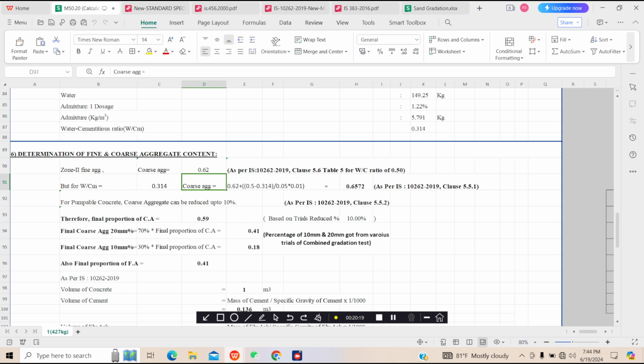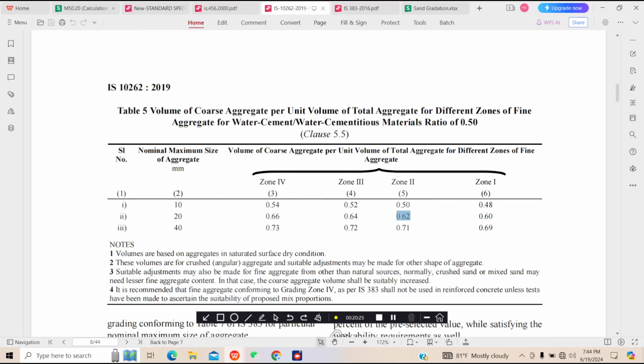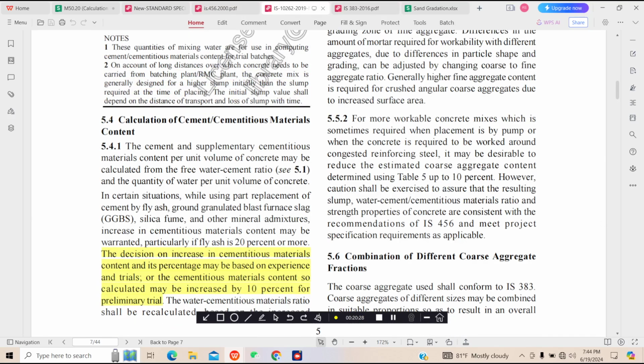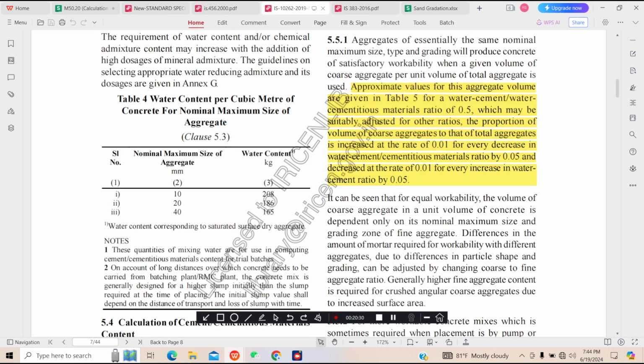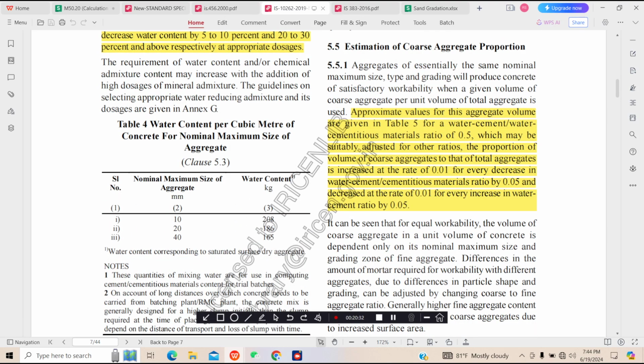So for the calculation I will take you to clause 5.5.1. Here I will show you. Approximate values for this aggregate volume are given in table 5 for a water cement ratio of 0.5, which may be suitably adjusted for other ratios.